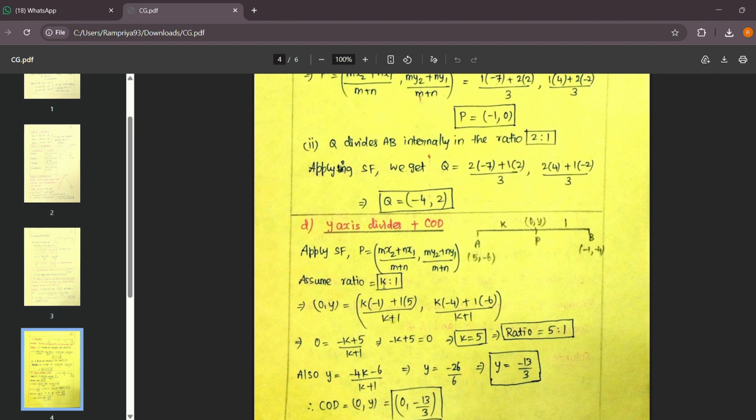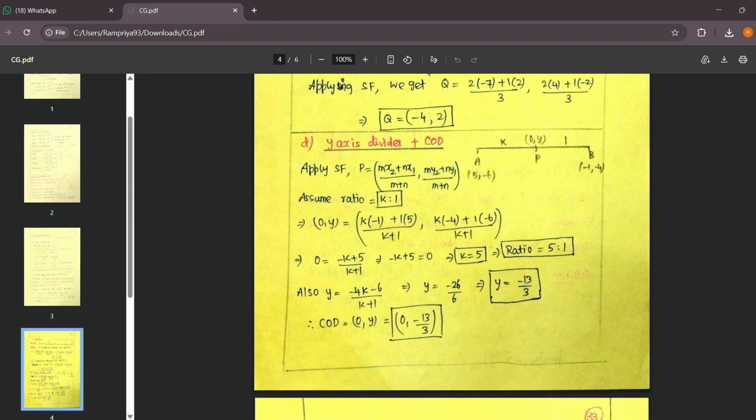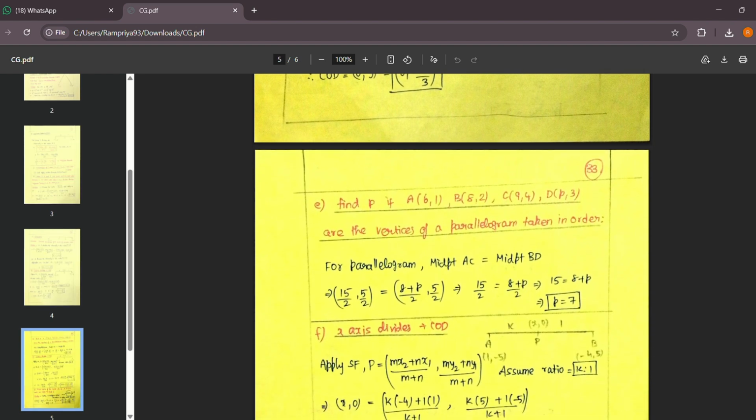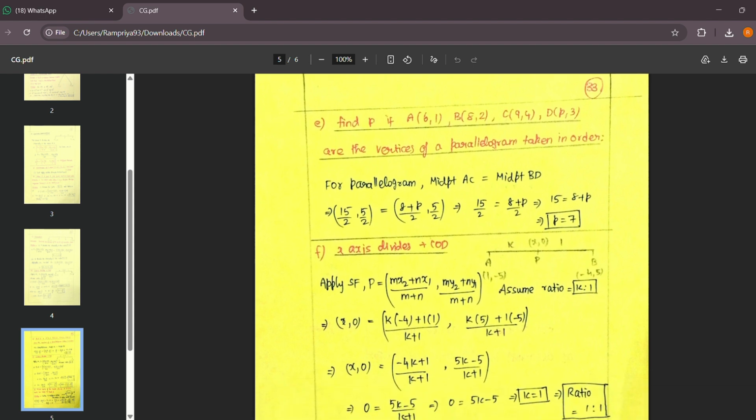So assume the ratio to be k is to 1 because you don't know the ratio. As I told, if you don't know the ratio, you have to always assume the ratio to be k is to 1. So 0, y, just apply the section formula here and equate the x coordinate in both the cases. So you'll be getting the value of k as 5. So the ratio is 5 is to 1. Before that, you equate the y coordinate. Y coordinate is minus 4k minus 6 by k plus 1. So substitute k as 5, we will be getting y as minus 13 by 3. So the coordinate will be 0, minus 13 by 3. Simple as it gets.